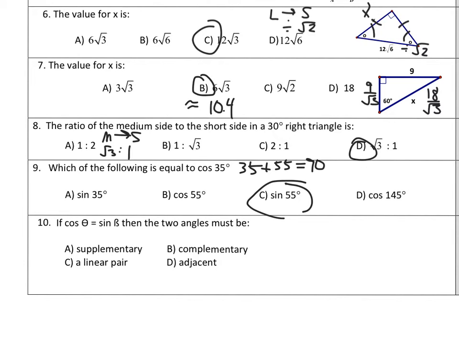So for number 10, if the cosine of angle theta is equal to the sine of angle beta, then the two angles must be complementary, meaning that both angles must add up to 90 degrees.